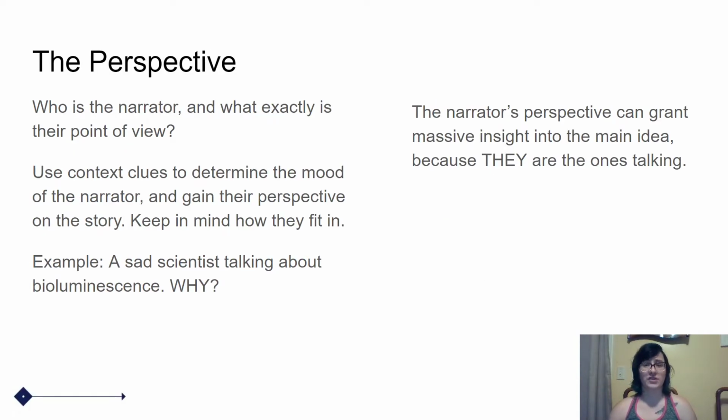The perspective is another thing you want to kind of get a grip on. So, who is the narrator and what exactly is their point of view? So, use context clues to determine the mood of the narrator, and that way you can gain their perspective on the story. Keep in mind kind of sort of how they fit in. Is the narrator also the main character? Or do they know the main characters? Is someone related to them? Try to keep all those things in mind.